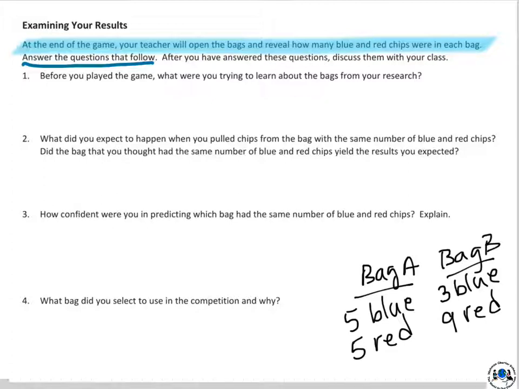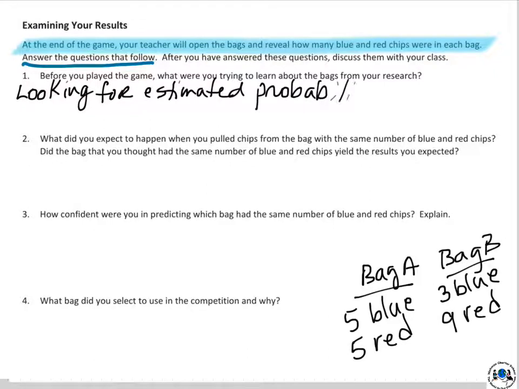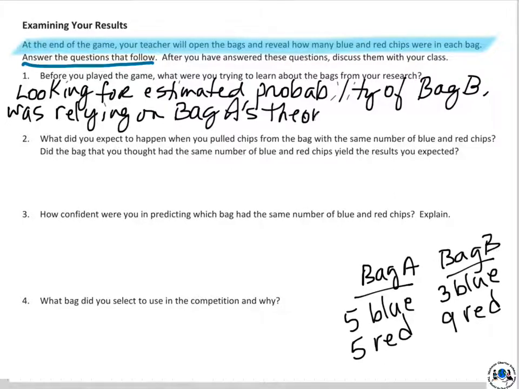But anyway, let's go ahead and answer these questions, and you can think about what I say and what it might mean. Before you play the game, what were you trying to learn about the bags from your research? That question would be, what are you doing via the research? For me, I was looking for the estimated probability of bag B. I was relying on bag A's theoretical probability, and we've talked about the difference between these two, this idea of estimated versus theoretical.